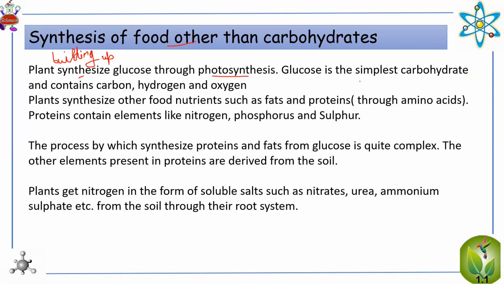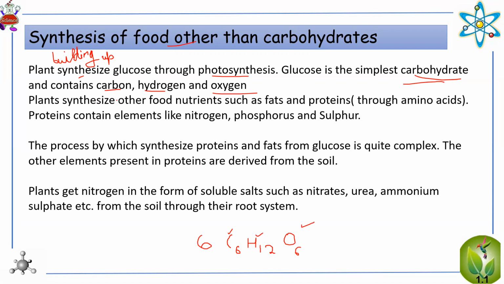Glucose is the simplest carbohydrate. We know that glucose is the simplest carbohydrate, and it contains carbon, hydrogen, and oxygen. Remember the formula: carbon, hydrogen and oxygen are present. C6 and I think 6 will be there or not, I cannot afford, but just remember that these things are present. This is the formula. See, this is carbon, hydrogen, oxygen. Glucose contains this.